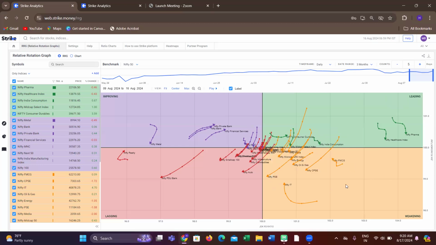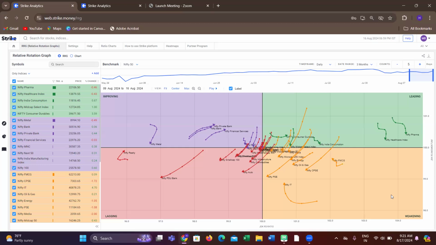Now, quadrant two. This is called the weakening quadrant, and this is at the bottom left, right? This is where assets exhibit weak relative strength and weak relative momentum. This quadrant is generally where underperformance resides.